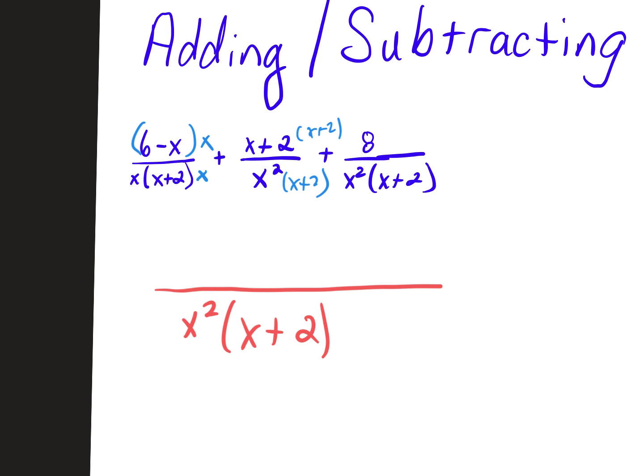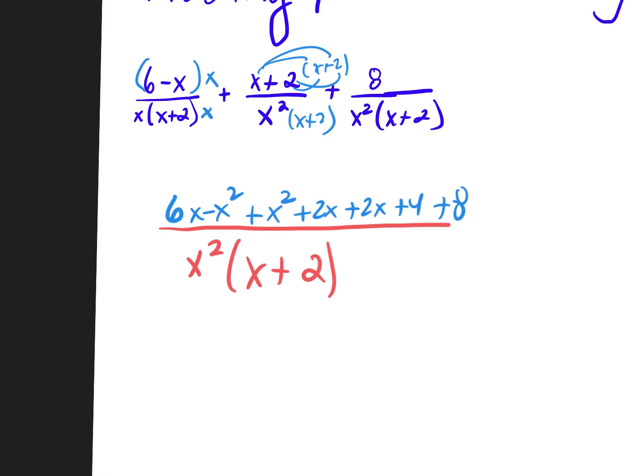I'm going to distribute. So I have what in the numerator? 6x minus x squared. Agreed? Plus x squared. If I distribute, I have x times x is x squared. X times 2 is plus 2x. 2 and x is going to give me another 2x. And then 2 times 2 is 4. And then plus 8. Everybody okay? Now what can we do in the numerator?